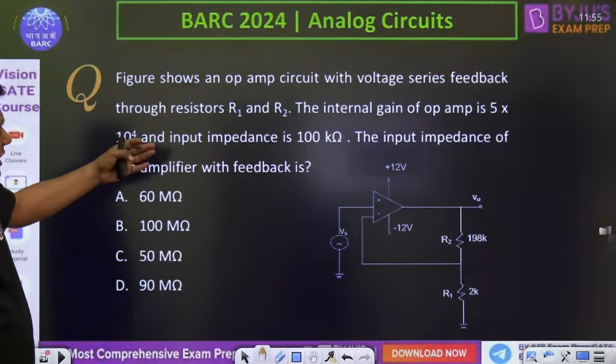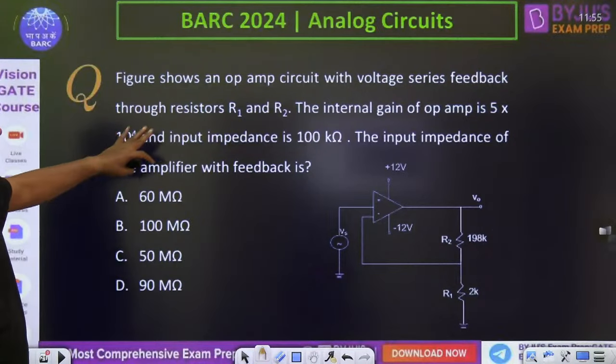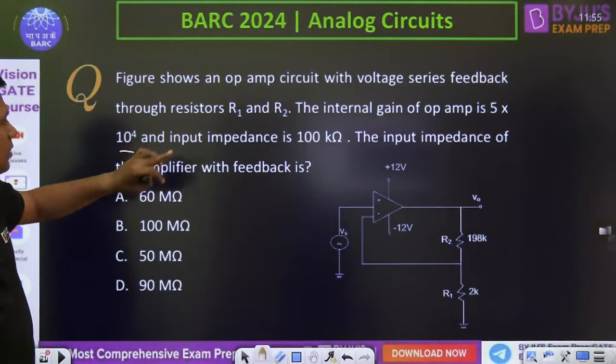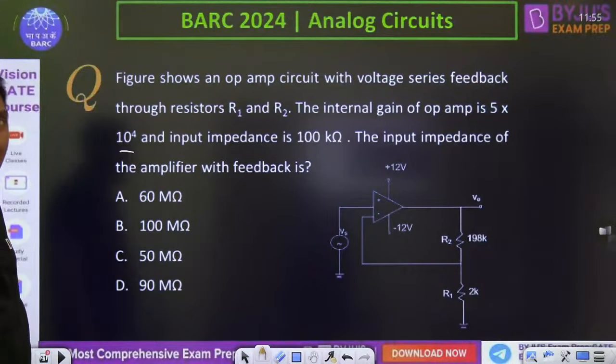Then this is another question. The figure shows an op-amp with voltage series feedback. The internal gain of the op-amp is this one. Input resistance is 100 kilo ohm. Then the input impedance of the amplifier with feedback is?